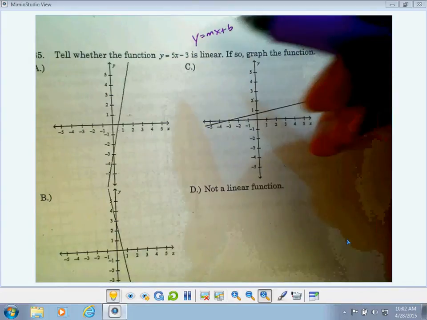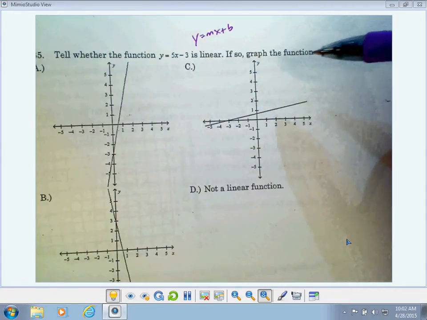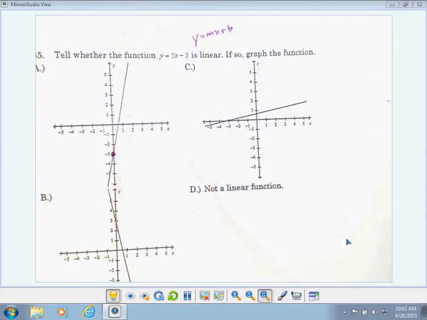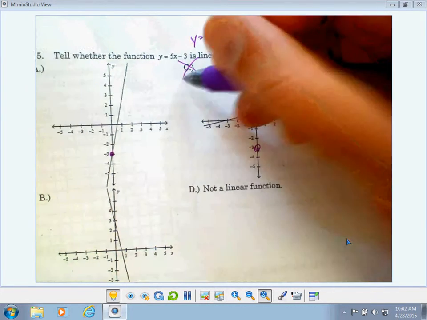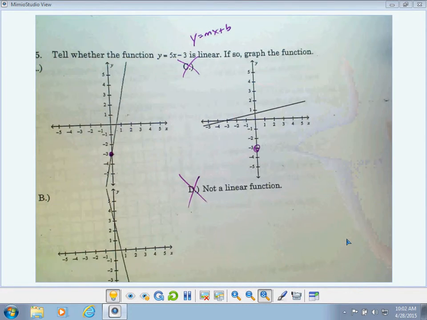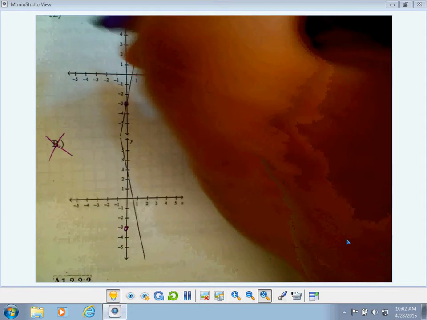I see a negative 3 as a y-intercept, so our graph better be touching the y-axis at negative 3. So point A is okay there, graph A. Here's negative 3 on C, no good. We know it's a function, so it's not D. What about B? Y-intercept at negative 3, no good. So it has to be A.